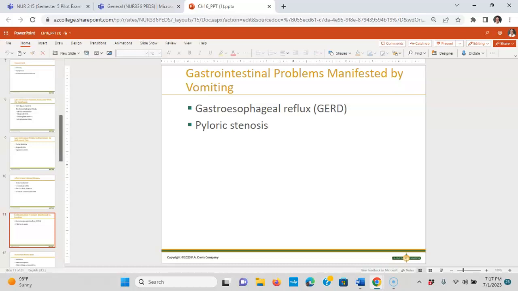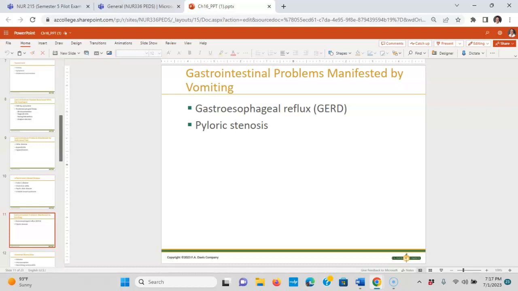So we could change the formula eventually. Frequent burping, upright positioning, keep them in their car seat or carrier after feeding. Make sure that that medication gets given 30 minutes before the feeding.